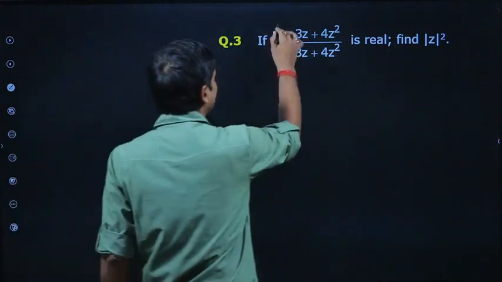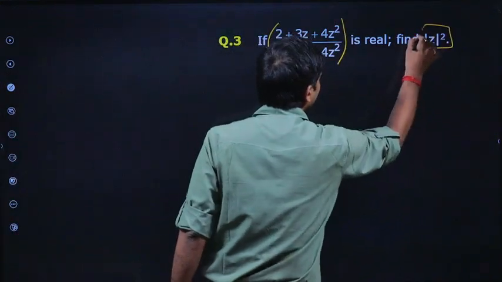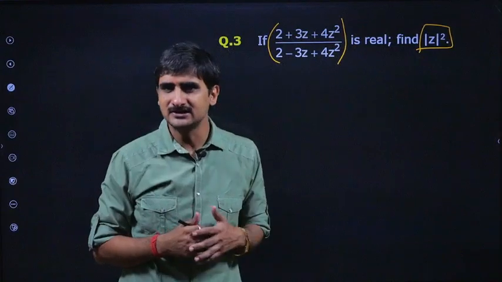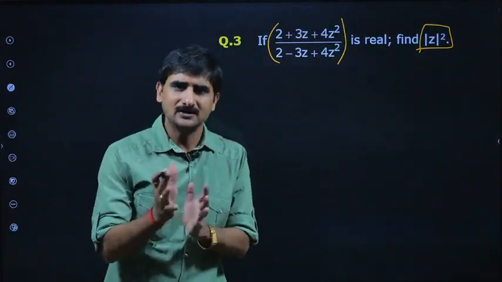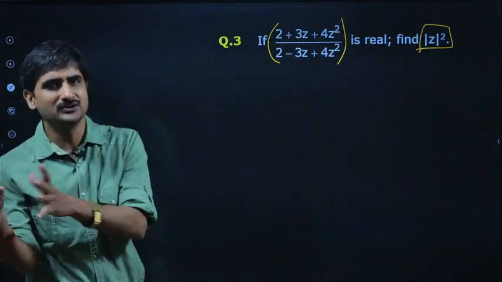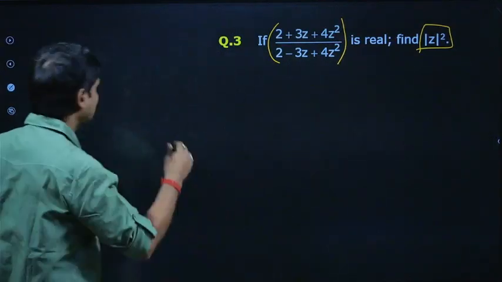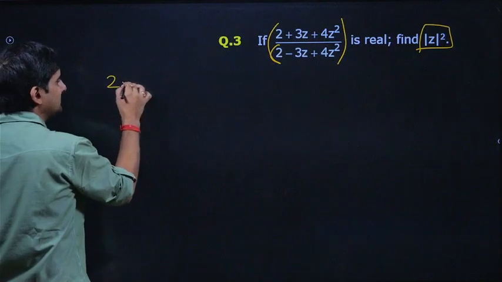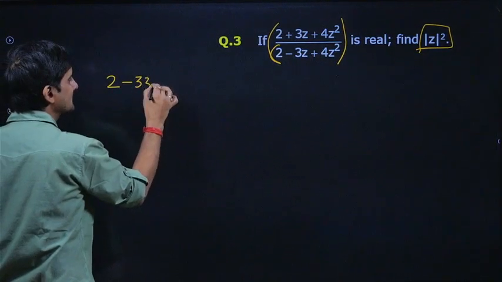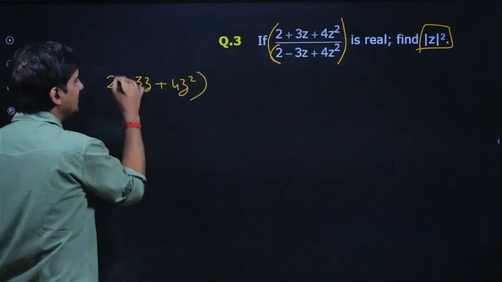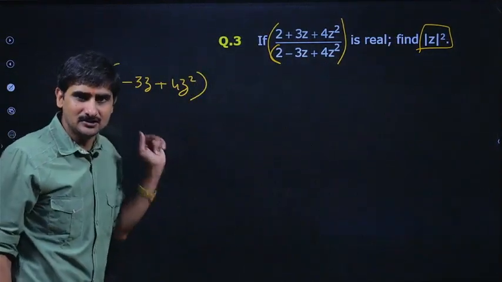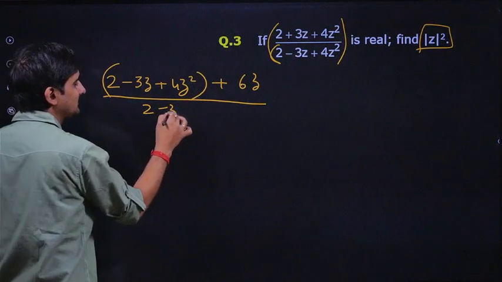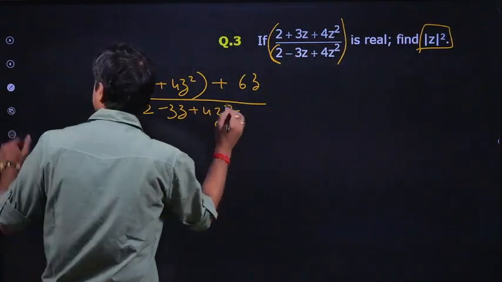This expression, this complex number, is given to be real. We have to find modulus of z whole square. Normally the approach is that we replace z by x plus iota y, convert the denominator to a real number, and then compare the imaginary part to 0, and that's what we do. But when I looked at the numerator and denominator, I started by saying, let's convert the numerator to the denominator form. So I subtracted 3z from the numerator, so hence I need to add also 6z upon the denominator. So that's how I started.